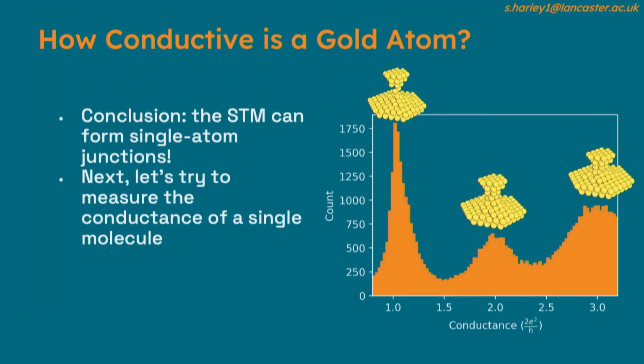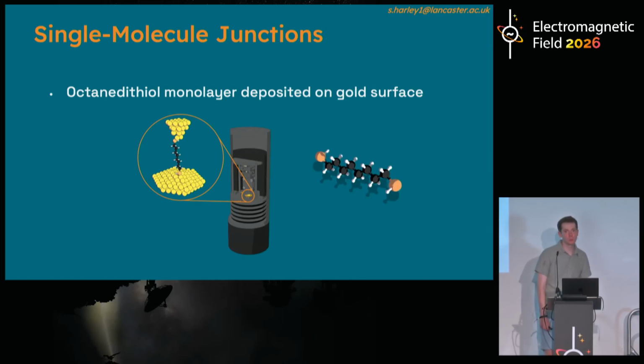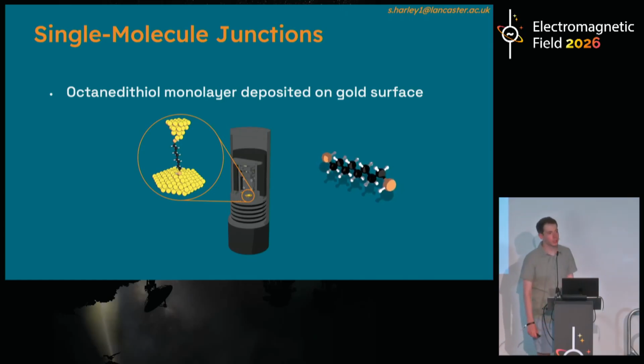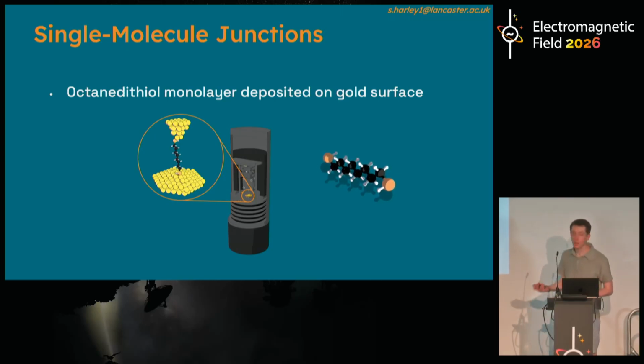And if you do this thousands of times and plot a histogram, like a probability map, we can see peaks at these integer multiples, which tell us that we are reliably forming atomic scale junctions. So you'd think that if you can form an atomic junction, a molecular junction should be easy, right? Because this octane dithiol molecule that we've chosen to study is 8 carbon atoms long with a sulfur atom at each end, so it's 10 times larger than the gold atom.